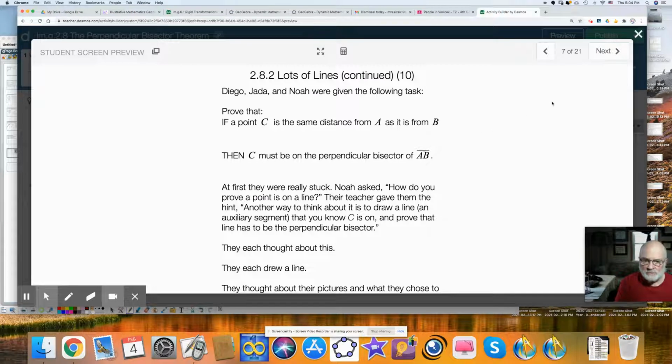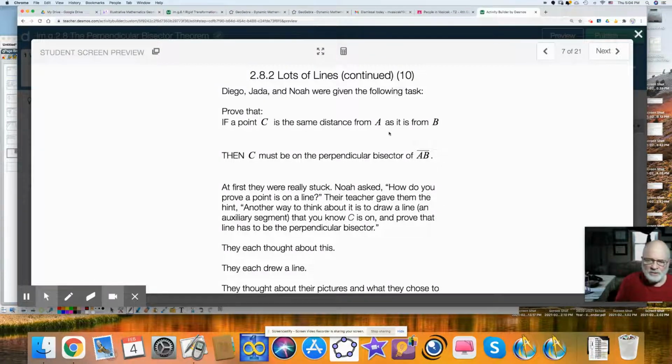So this is the meat of this particular activity. You have these 3 kids, Diego, Jada, and Noah, who were given the following task. Prove that if a point C is the same distance from A and B, that means if it makes an isosceles triangle, then C must be on the perpendicular bisector.